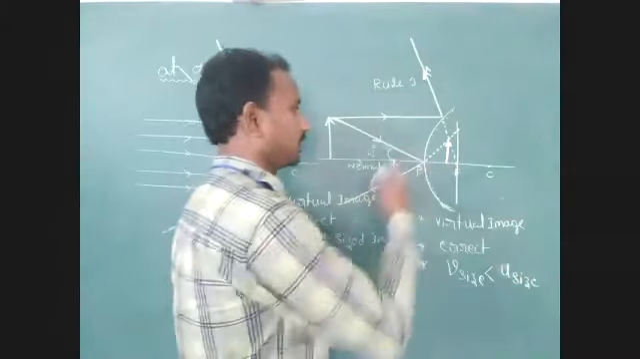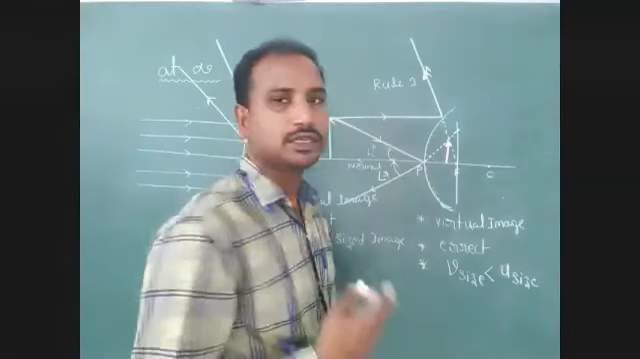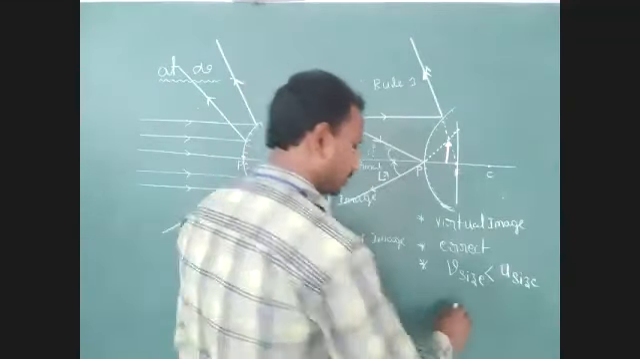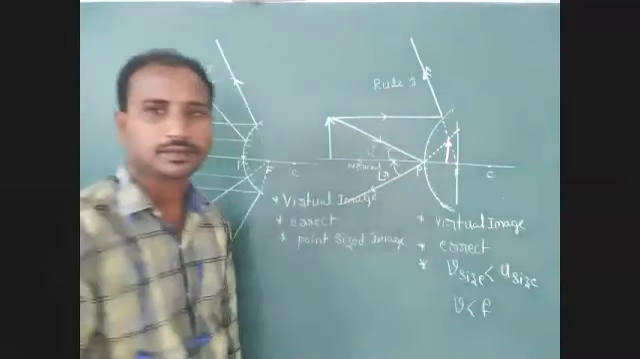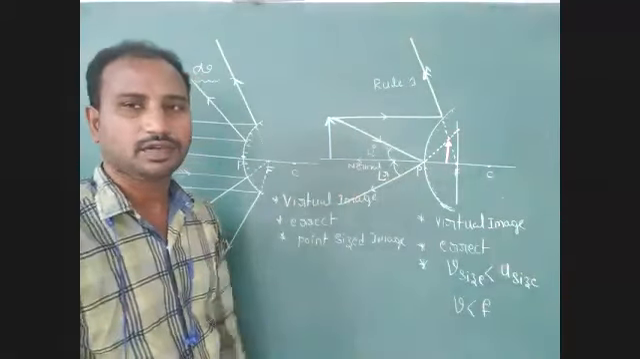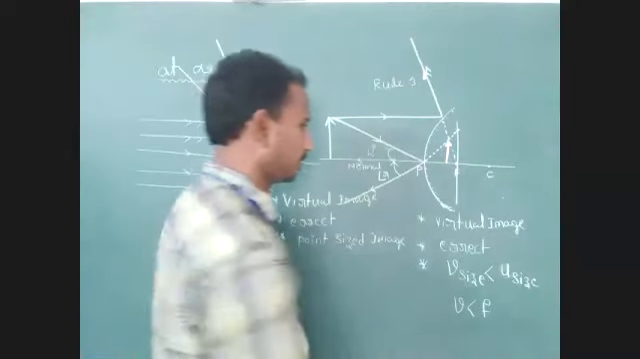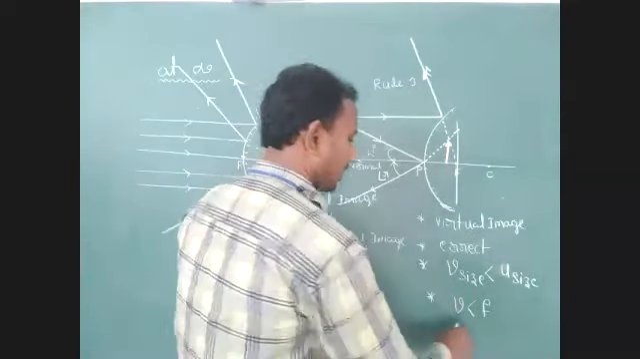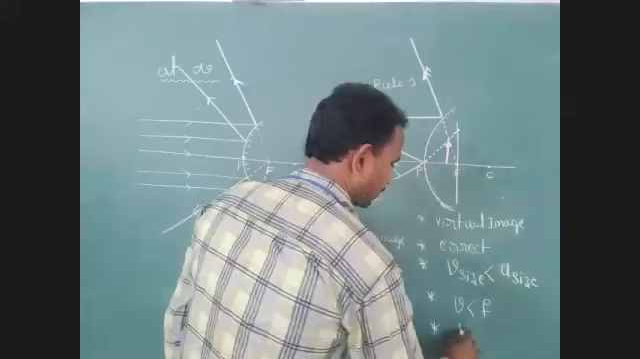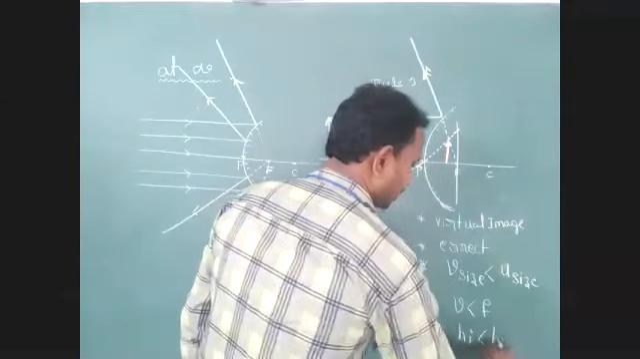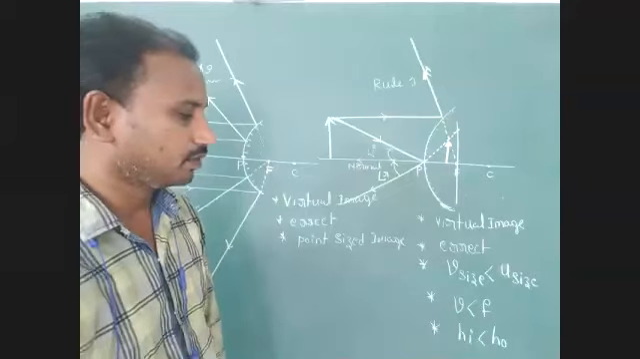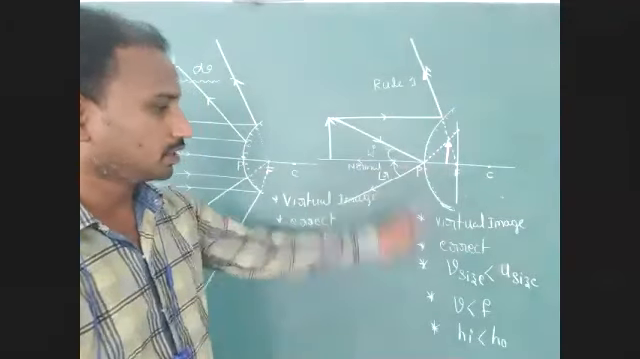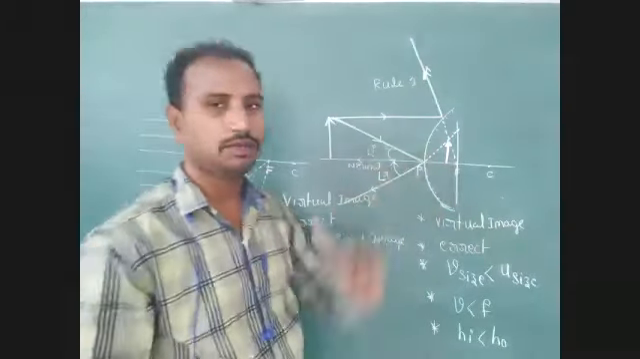Here in this condition, image distance less than focal length. That is also a very, very important point. Okay. Next, height of image less than height of object. Okay, so these all are characteristics of image.